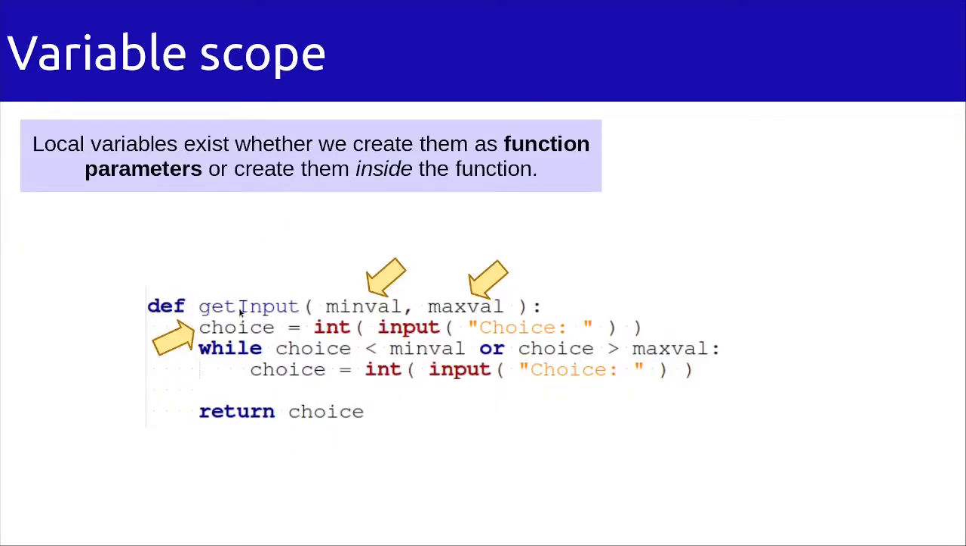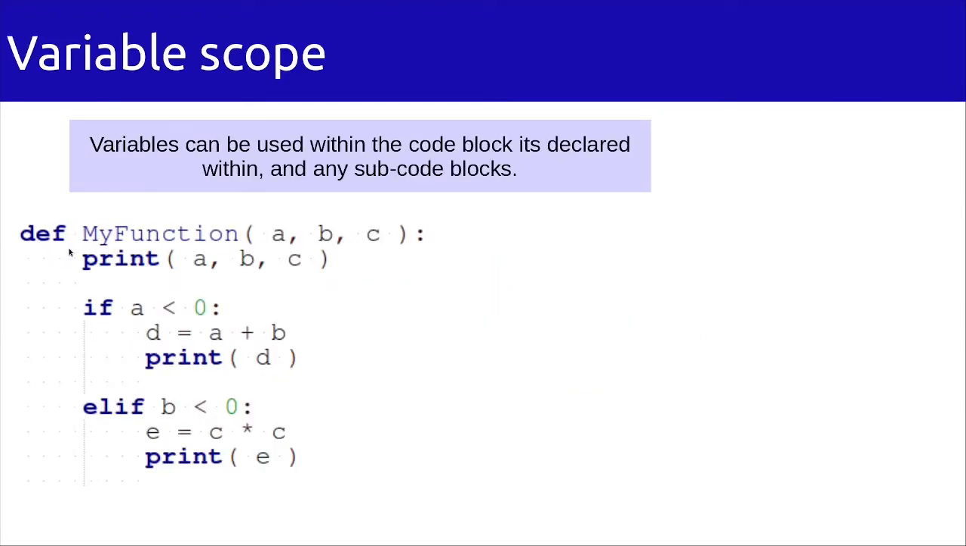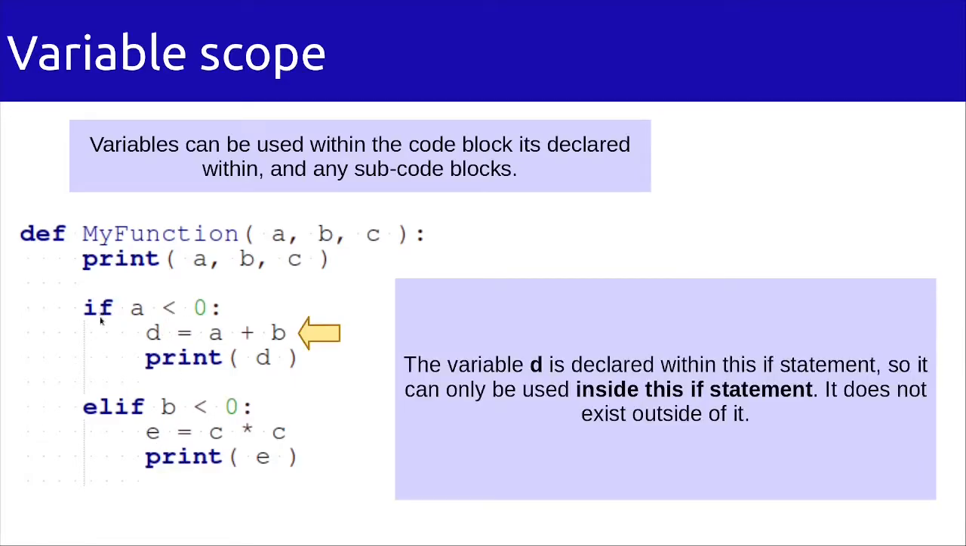So whether we're declaring variables as part of input parameters for a function, or inside of the function body, these variables are local to this getInput function. And when we have specific variables declared inside of an if statement, or an else if statement, then they can only be used inside of those specific code blocks. So for instance, D here is declared within the if a is less than 0. So D is local to this if statement, and it cannot be used out here, can't be used up here, can't be used further down. It has to be inside of the same level it was declared at.